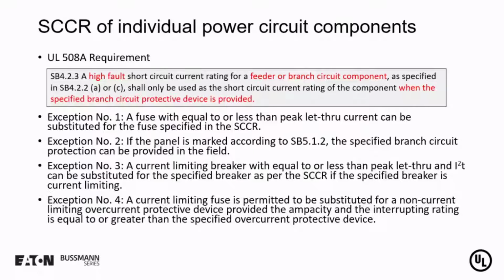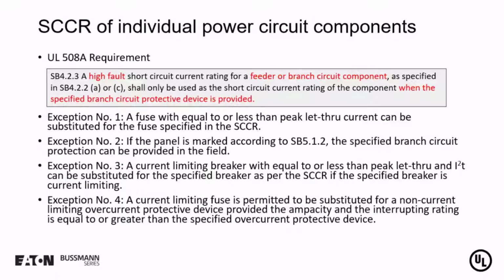So the basic requirement is that a product shall be used as a short circuit current rating of a component when the specified branch circuit protective device is provided, and in this case in the panel. Now, we do have some exceptions to this. Obviously, the exceptions are intended to allow substitution of that protective device that is being used to support the short circuit current rating of a panel. Exception number one, we talk about a fuse.